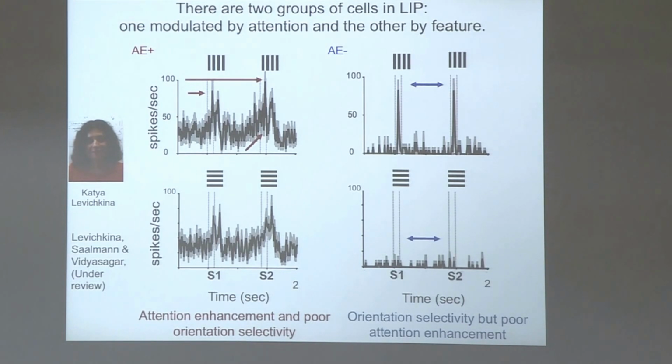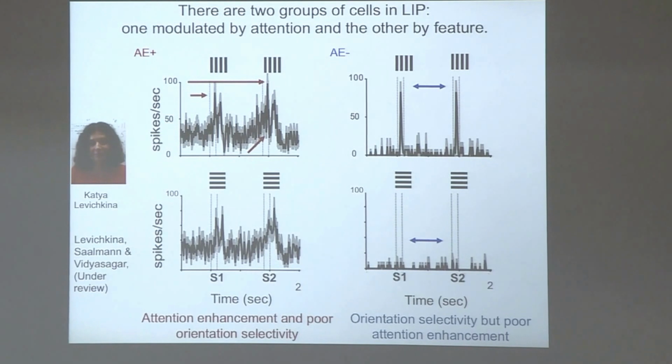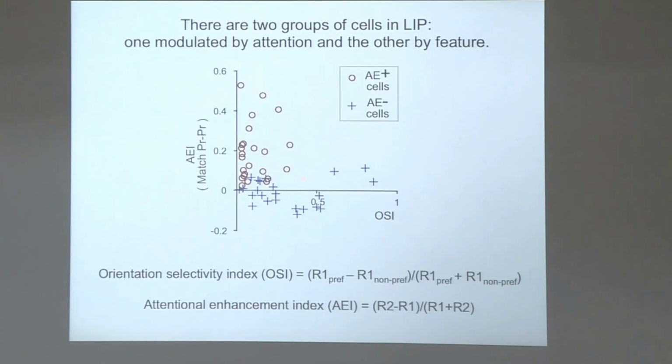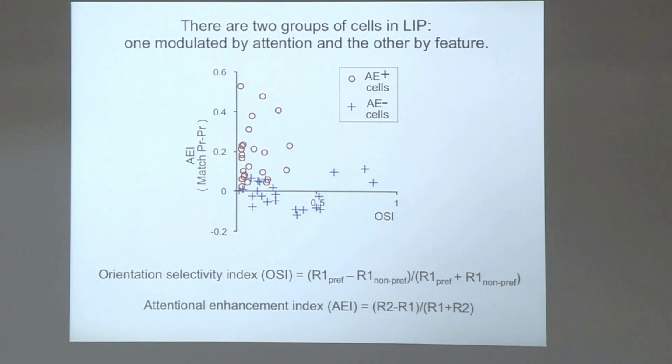precisely what one would expect. This is largely analyzed by Katia here on the data I collected earlier with Ivan and Yuri Salman. Now, to see here, the red dots are the cells which show attention enhancement, but they don't tend to have much orientation selectivity, right? But the other cells which do not show attention enhancement tend to have more and more orientation selectivity.